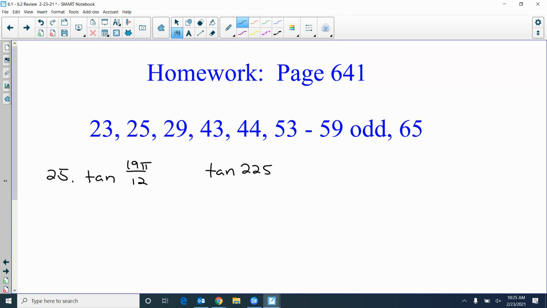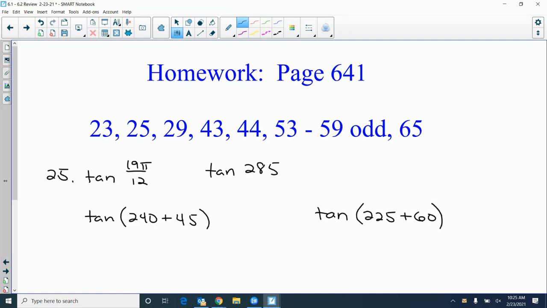And I'm going to do them both. What do we say? It was 285? And so you can either do tangent of 240 plus 45 or the tangent of 225 plus 60. All right, and how you end up, the answers are going to look different, and that's okay. I'm going to do the one on the left first.